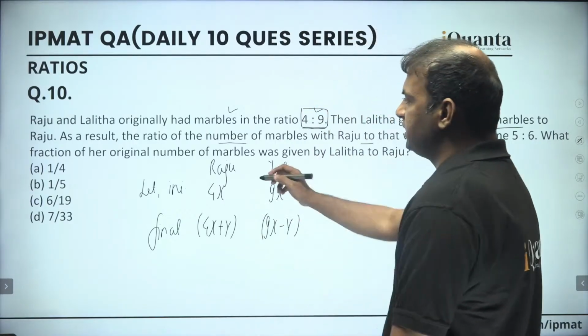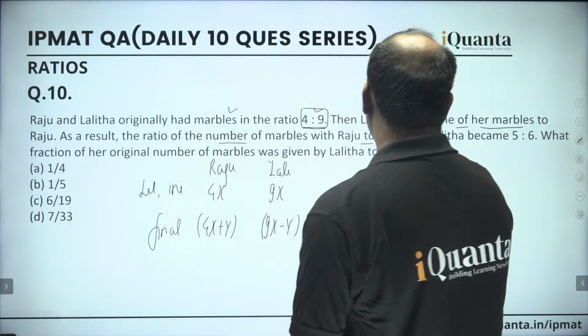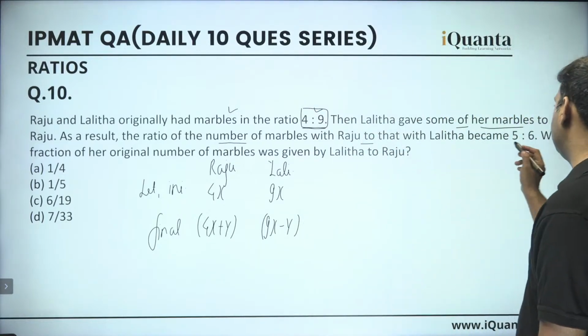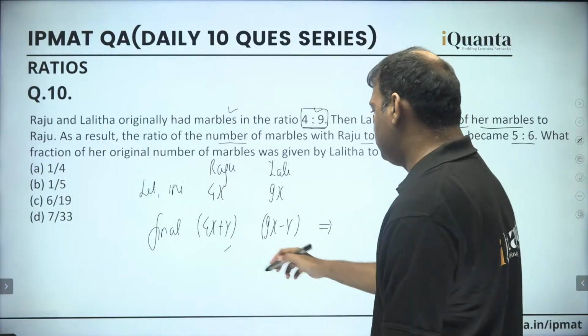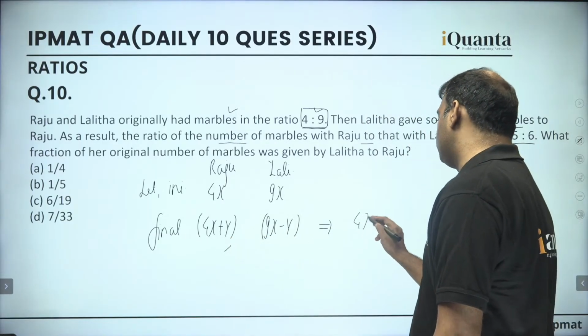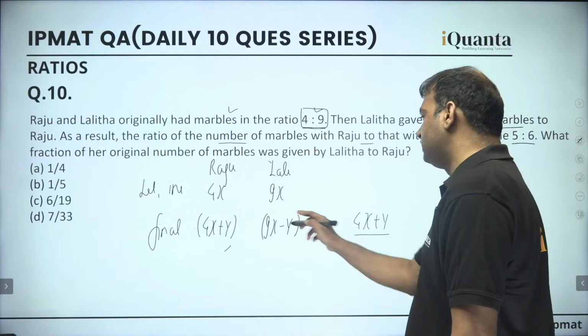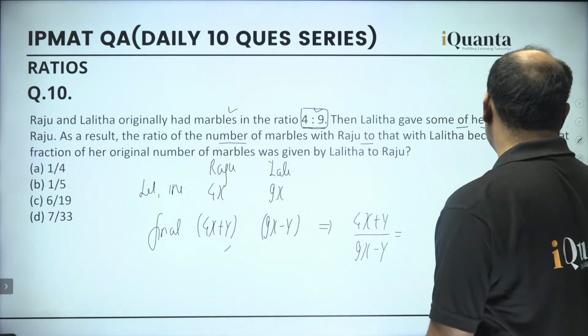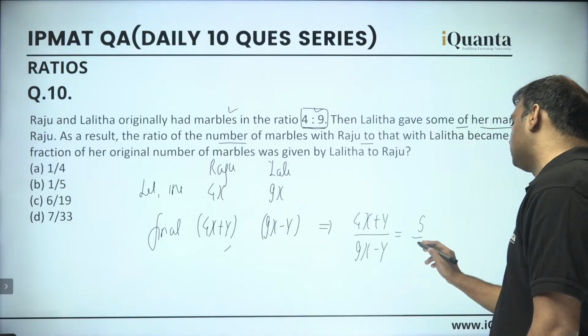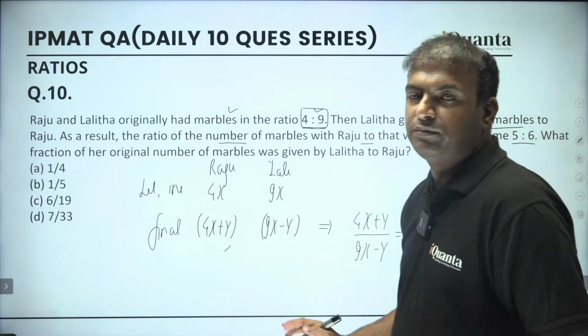And now they are saying as a result, the ratio of the number of marbles with Raju to Lalita is 5:6. So from here we can say that the number of marbles with Raju finally is 4x plus y, and with Lalita is 9x minus y, and this ratio now is equal to how much? That is basically 5/6 or 5:6. This is something which you can say.